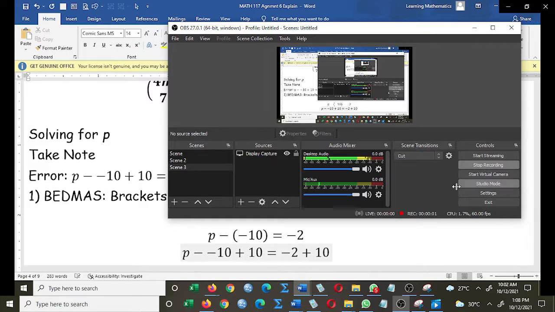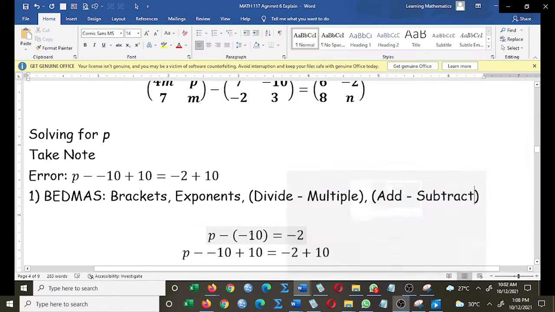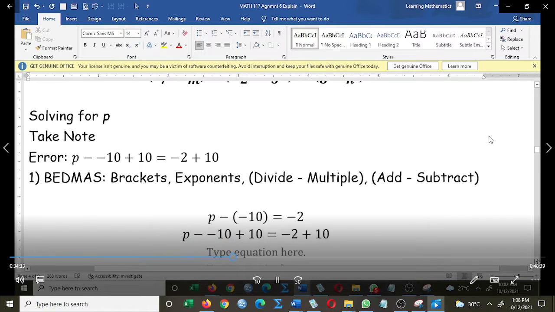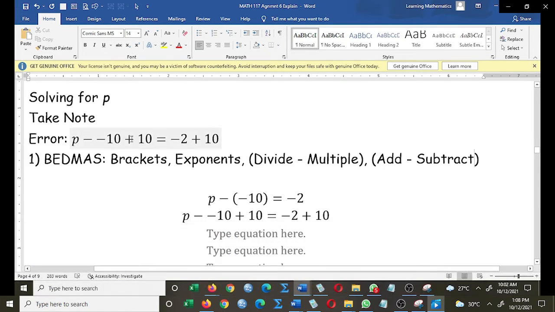You have to multiply before you add. So here you added, you put the plus 10, but you have not multiplied it. That's what I was trying to say.